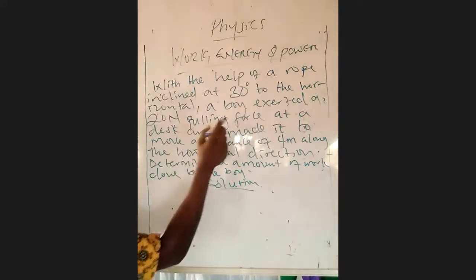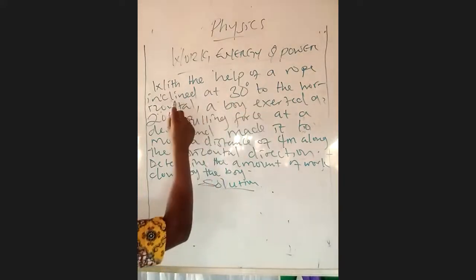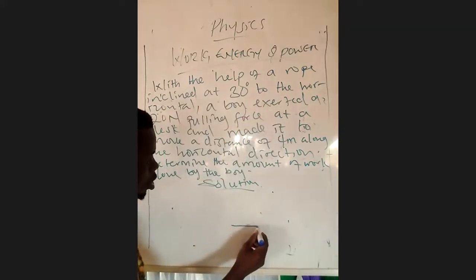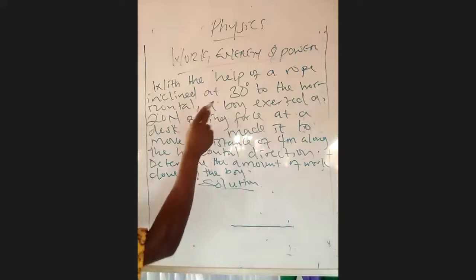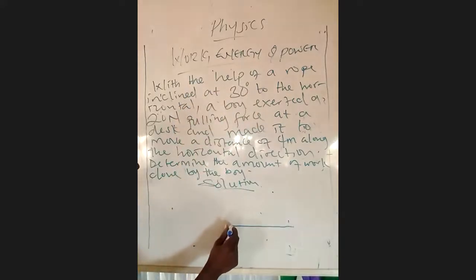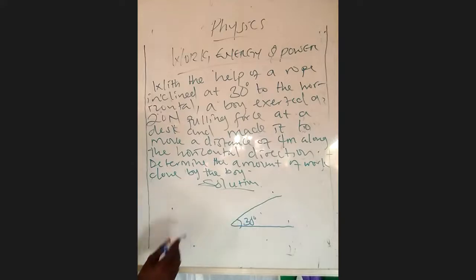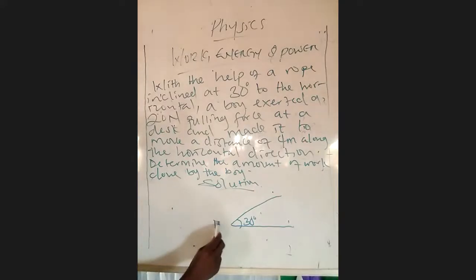Now, with the help of a rope inclined at 30 degrees to the horizontal, let's assume it is inclined like this, 30 degrees to the horizontal. A boy exerted a 20 Newton pulling force at a desk, and made it move a distance. Just like we have a desk, something like this here.